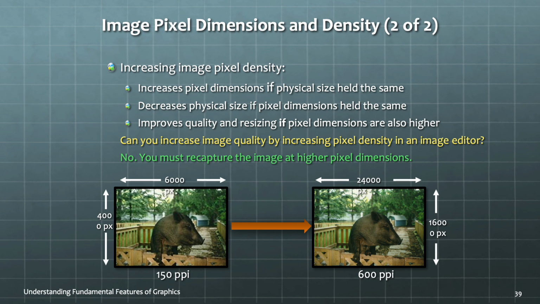Here you can see the difference between an original image with pixel density of 150 pixels per inch and the image on the right with pixel density increased to 600 pixels per inch. But the image was rescanned at a much higher pixel dimension, so the pixel density was changed in an image editor. The result is that you can see finer detail in the image.